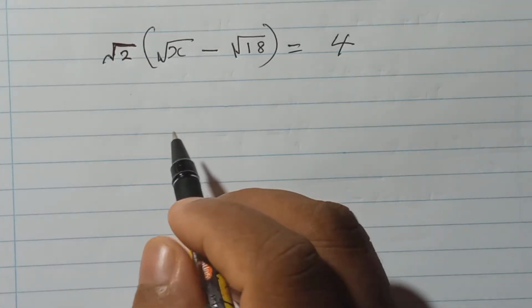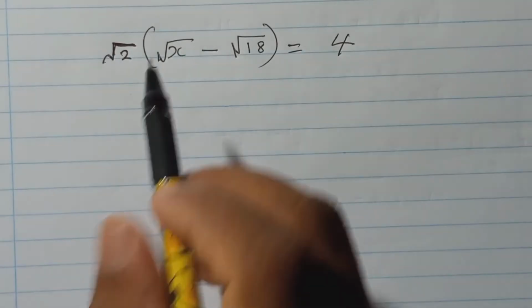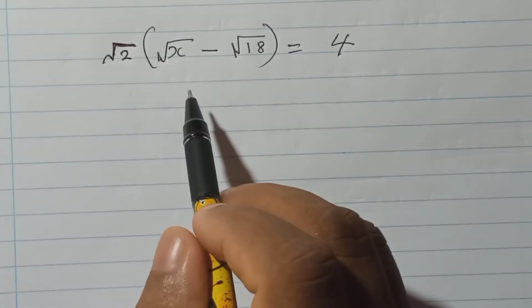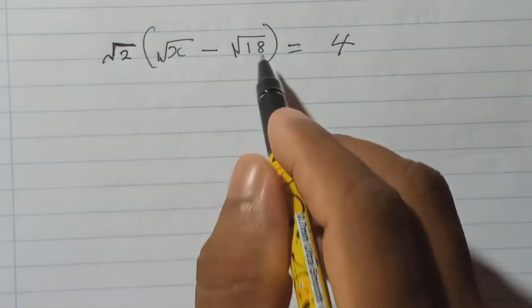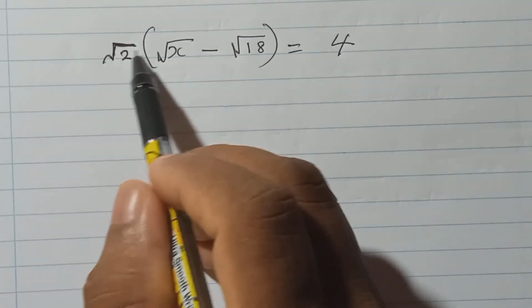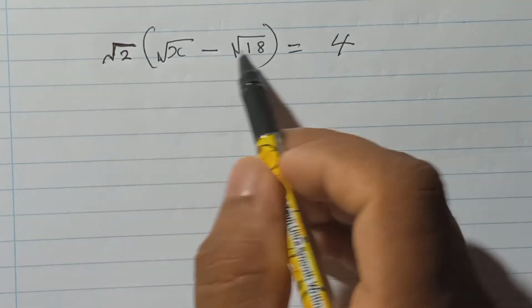Okay, now they ask us to find the value of x, right? Now here, like a normal equation, let's try to simplify. First of all, remove the bracket by the outside number. Yeah, it is a square root thing, but it's okay. By that, multiply these two.